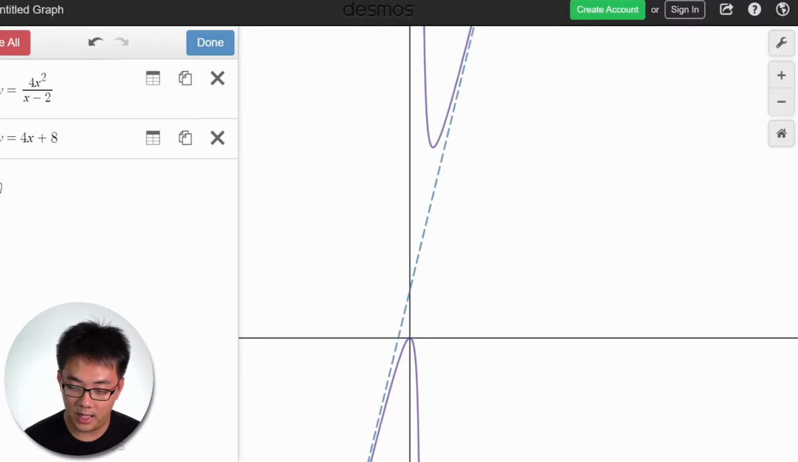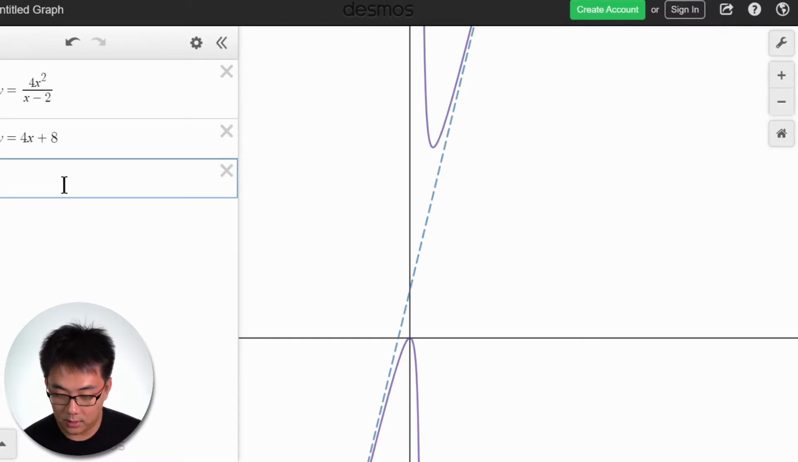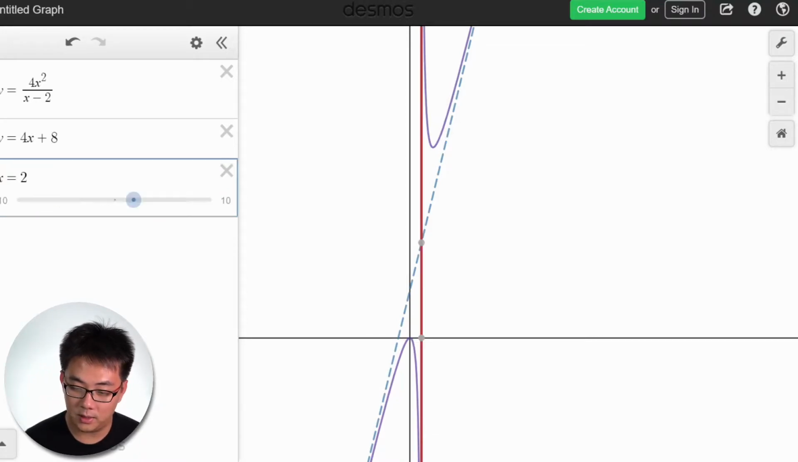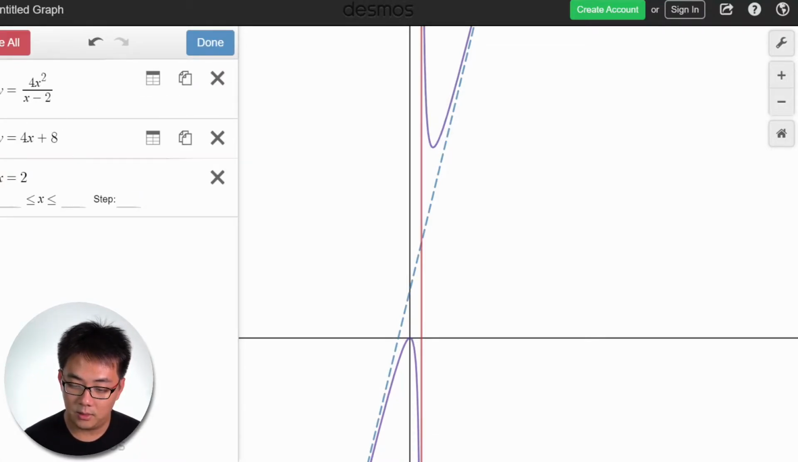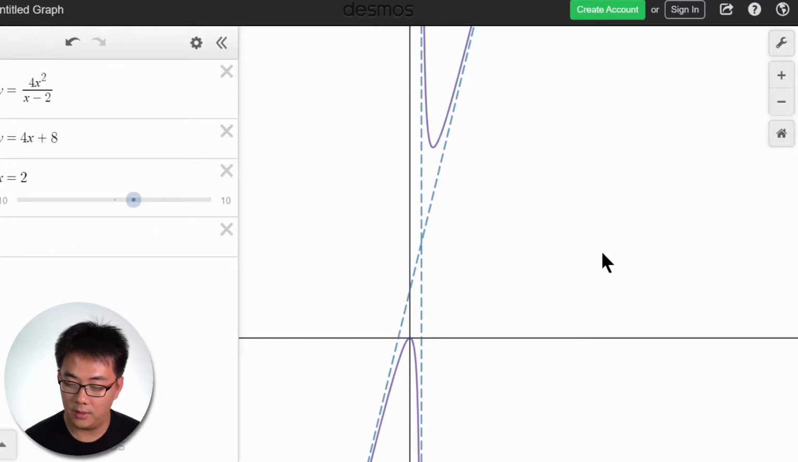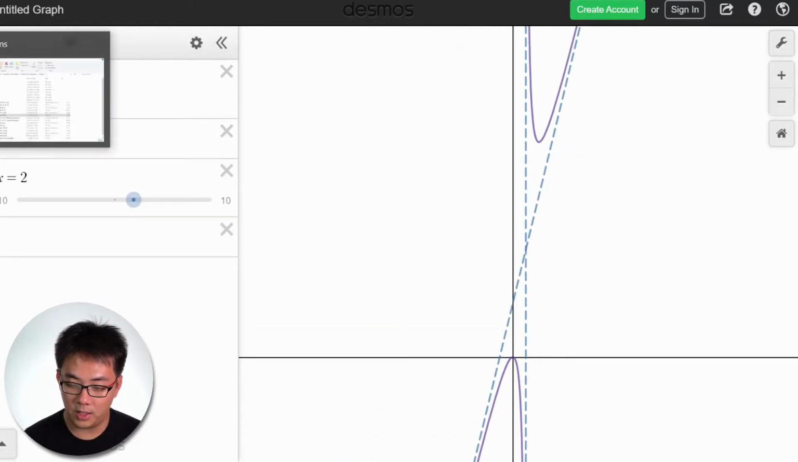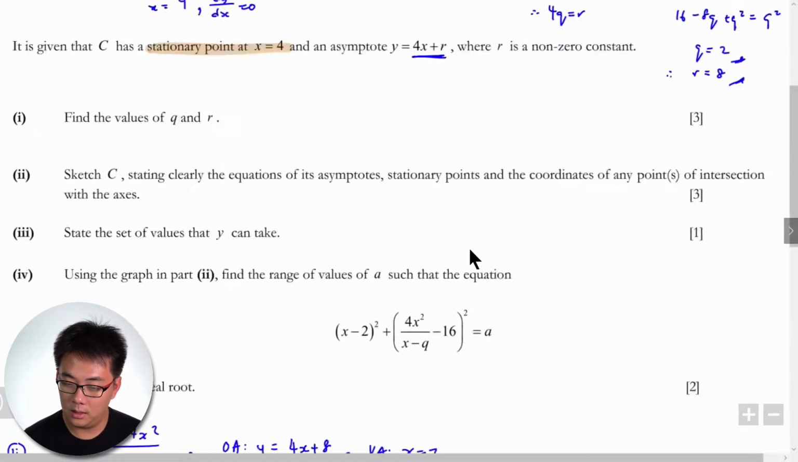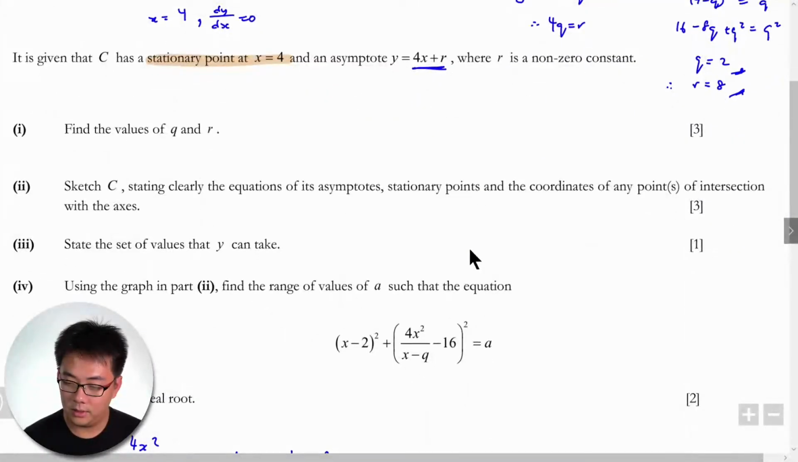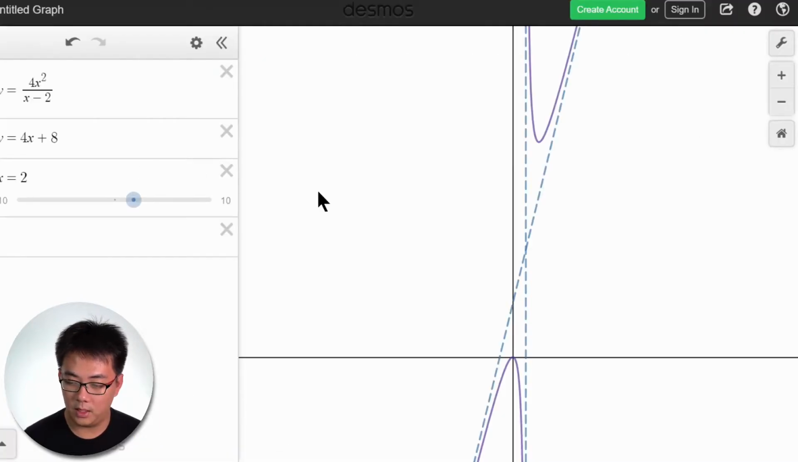So then the next one will be x equals 2. X equals 2. So this part here is also okay. I think this is quite fun. So this part here, ta-da. So this is your graph. What did they want me to do? I don't even know. Let me check. Sketch. Okay, intersection and so on. Okay, with the axis. Okay, great.